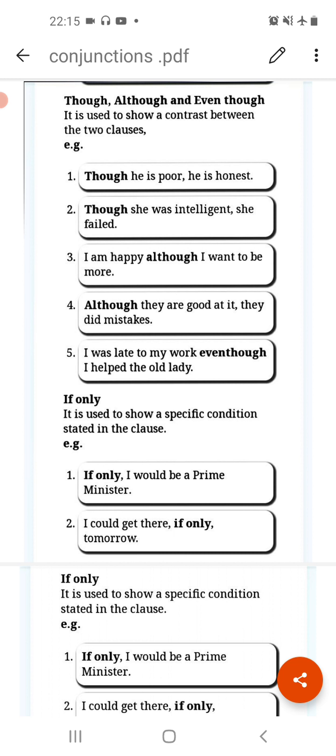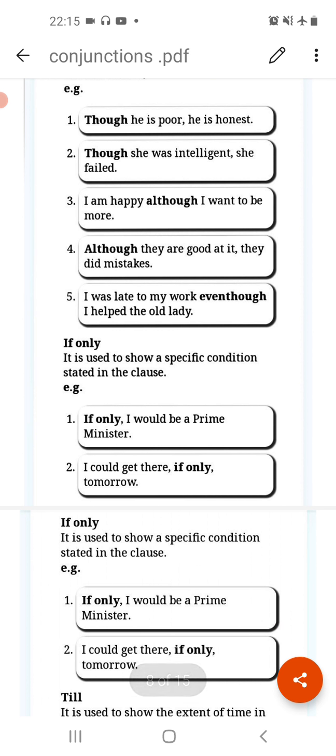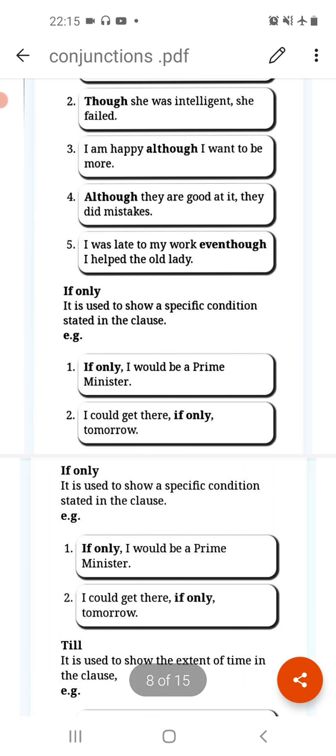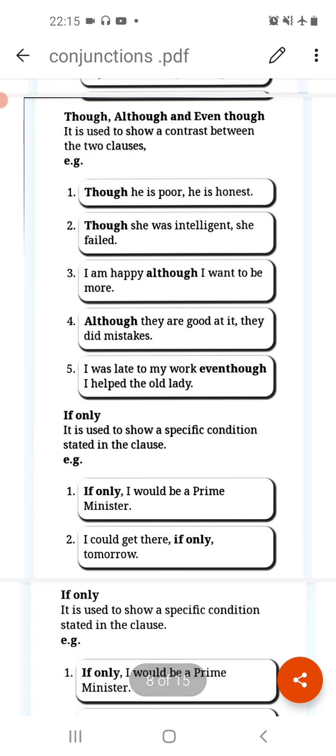Though she was intelligent, she failed. I am happy, although I want to be more. Although they are good at it, they made mistakes. I was late to my work, even though I helped the old lady. So, whenever you are comparing two clauses, we use these three conjunctions.